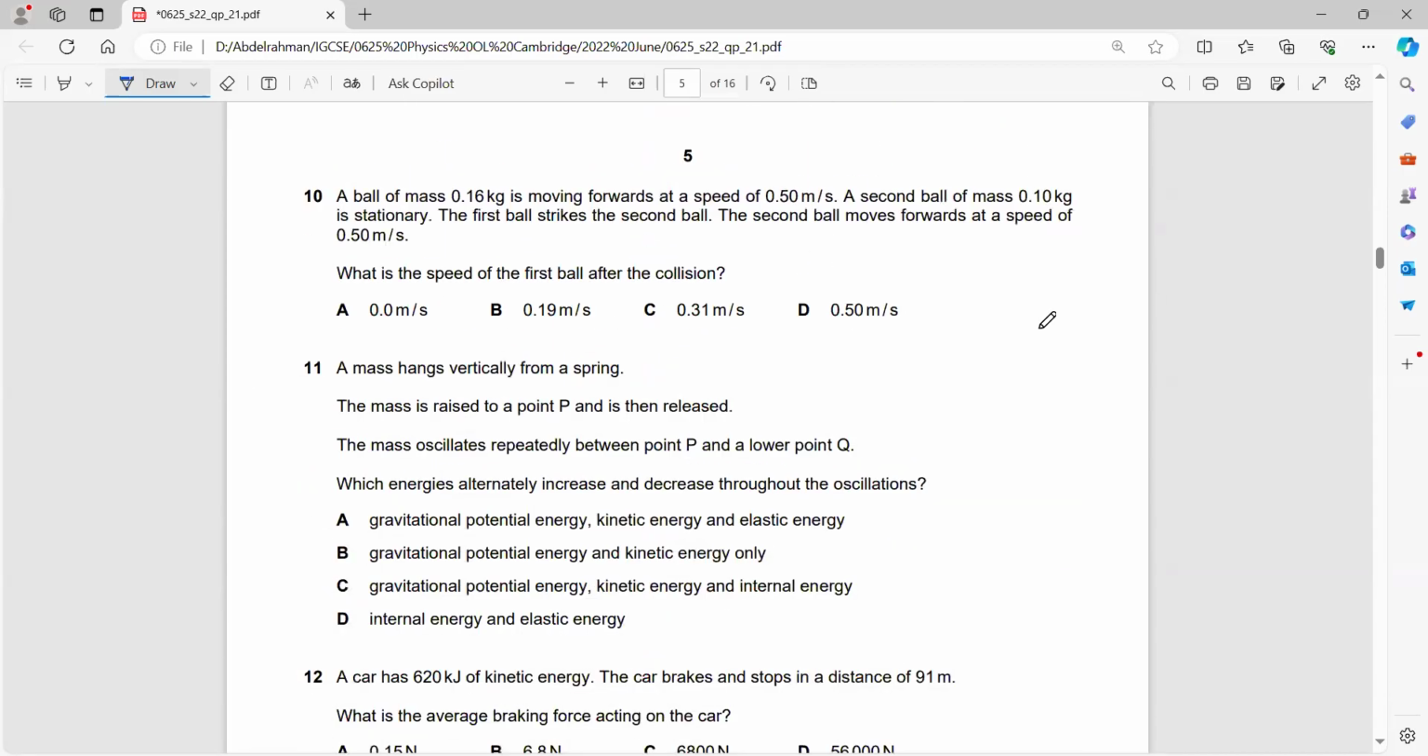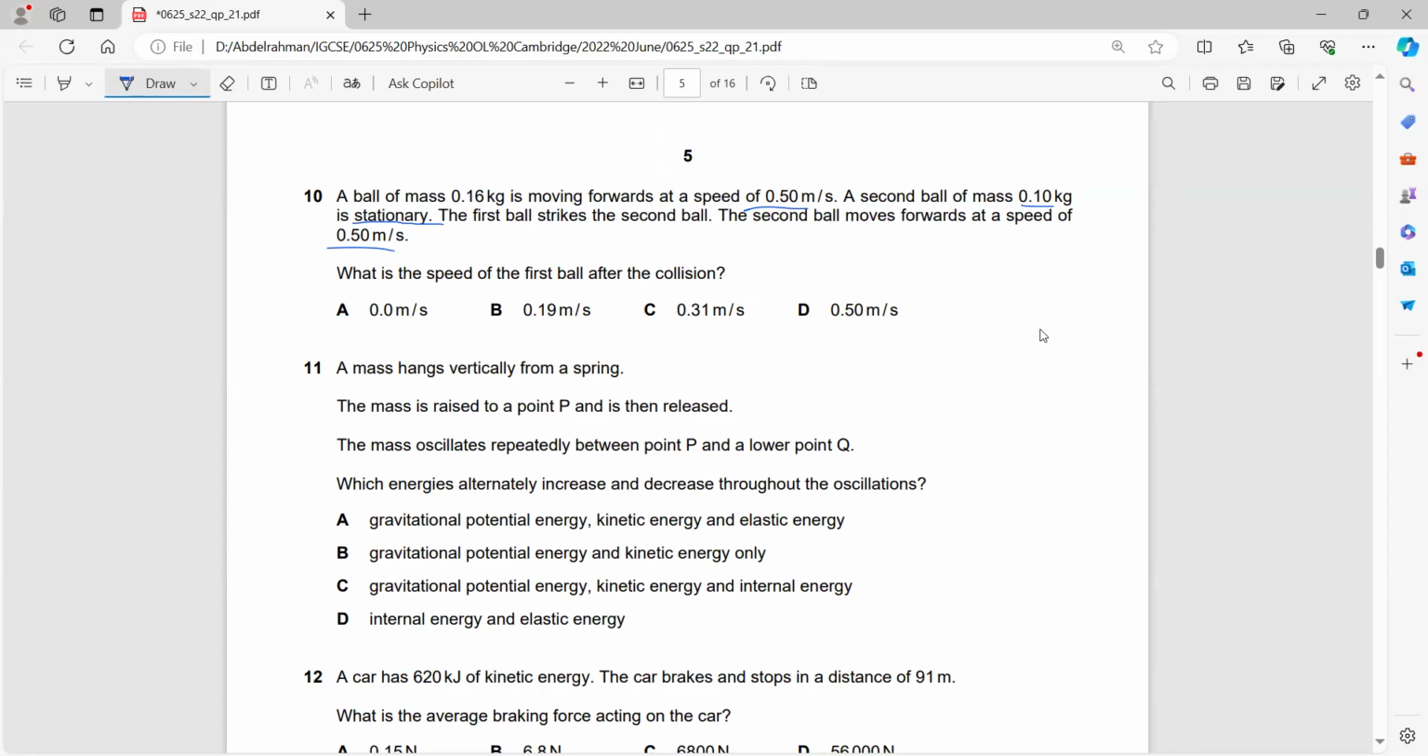Question 10. A ball of mass 0.16 is moving towards at a speed of 0.5. A second ball of 0.1 is stationary. The first ball strikes the second ball. The second ball moves forward at a speed of 0.5 meters per second. What's the speed of the first ball after the collision?